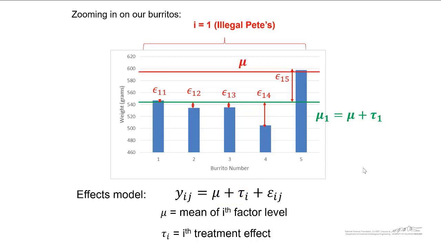Mu up here is the grand average. That's the same as y dot dot bar. So each treatment, each group, has a different tau i. In this case, tau is going to be negative because burrito mass of Illegal Pete's is generally a little bit less than the overall average. It turns out that this effects model is the typical one to analyze when talking about ANOVA, and so that's what we'll be using in our subsequent analysis.